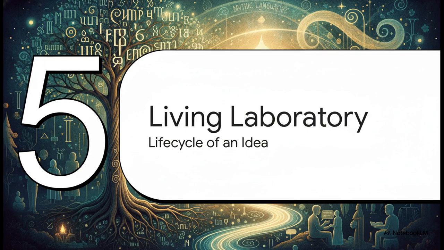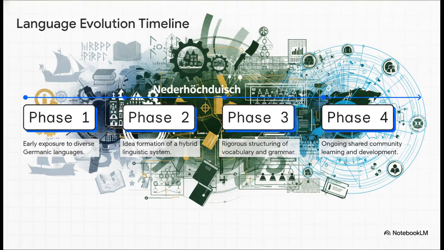Which brings us to our final chapter, Part 5, A Living Linguistic Laboratory. So, what is the life cycle of an idea like this, and why does it actually matter? The symbolic growth of this conlang begins quietly in Phase 1, with that early exposure and academic interest we discussed. Phase 2 is the critical idea formation of a hybrid system.